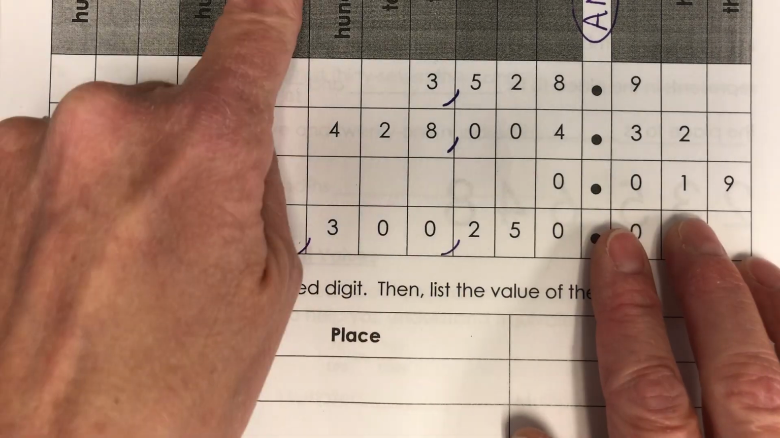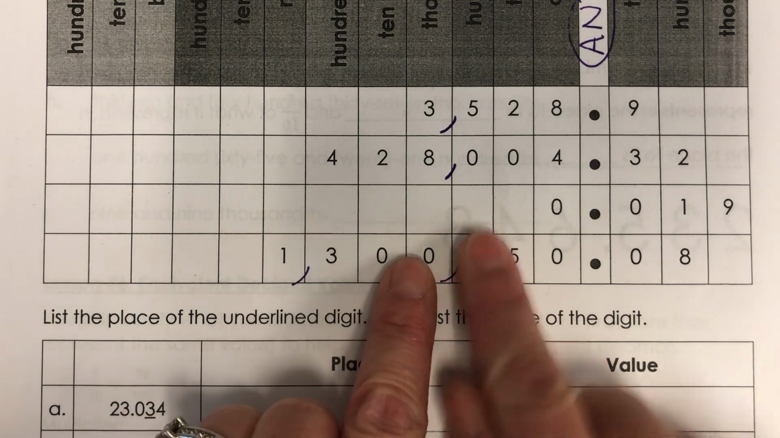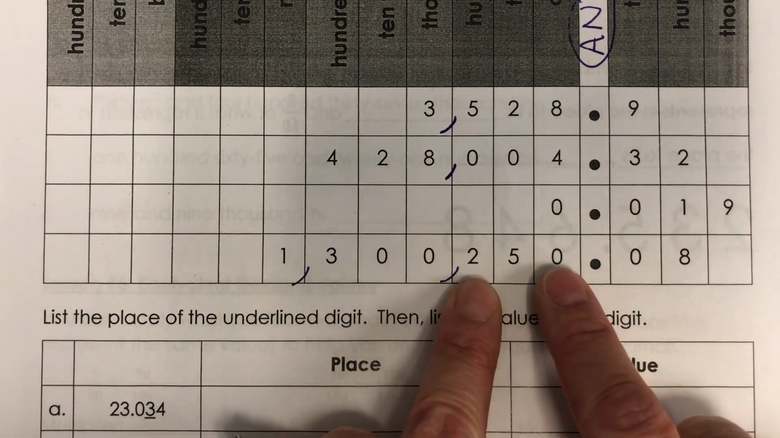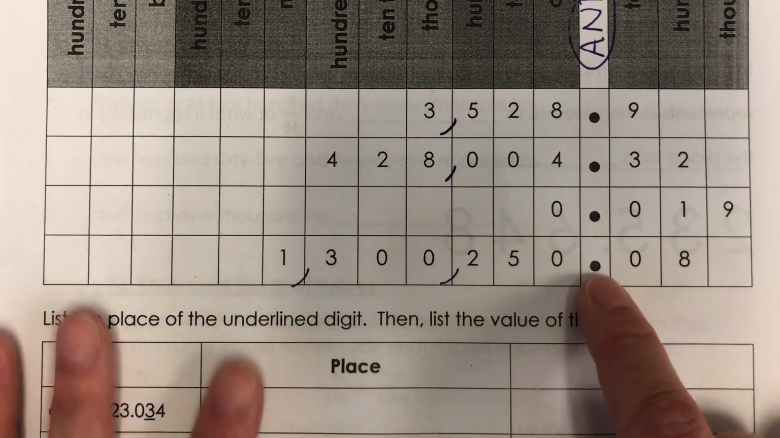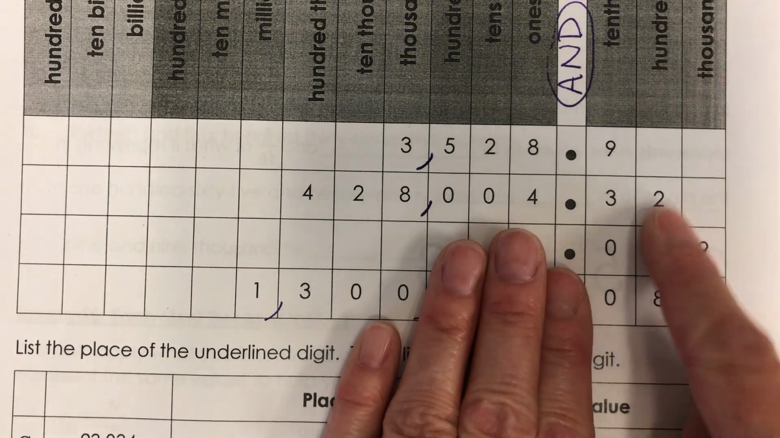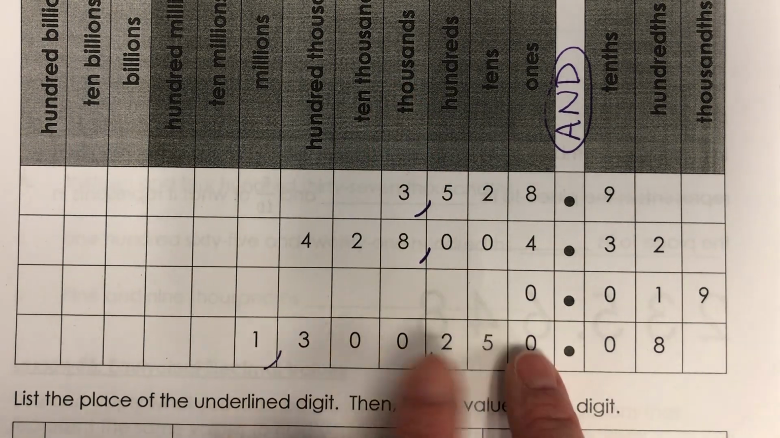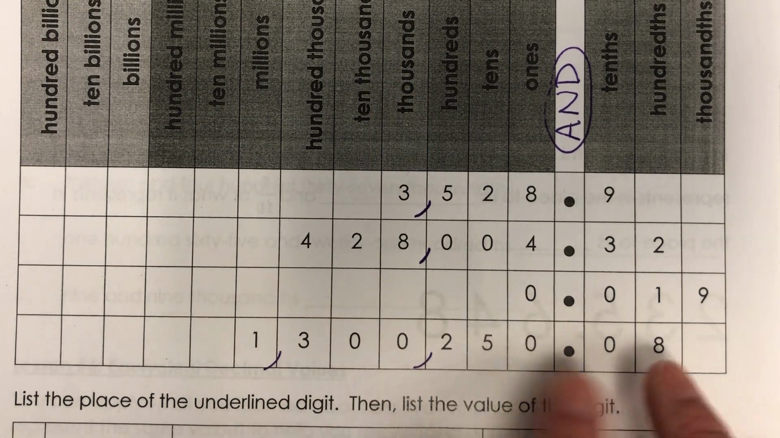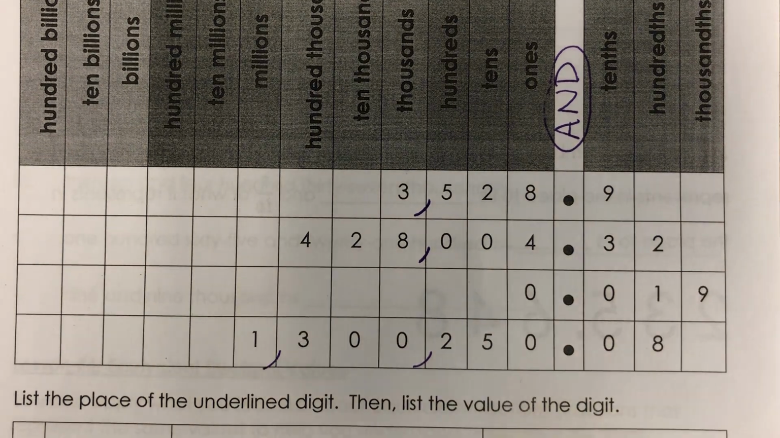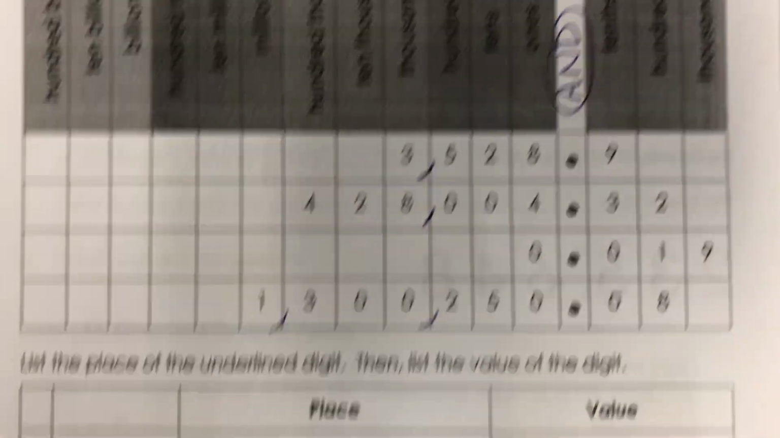Okay, here we have 1,300,250, and when you look at this, I see 8. 8 what? 8 hundredths. 1,300,250 and 8 hundredths. Okay, and we'll continue practicing this in class, no worries.